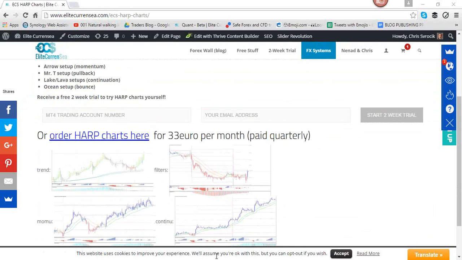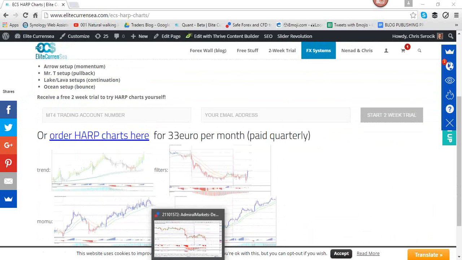And you can monitor those setups with the arrows, etc.